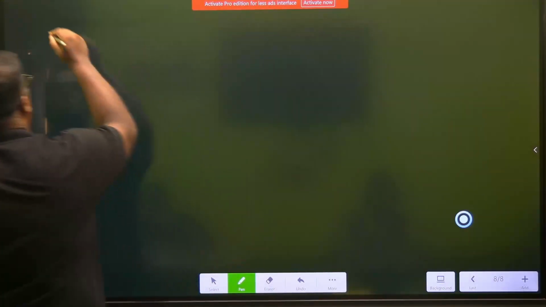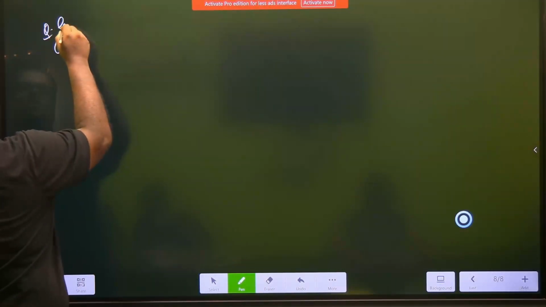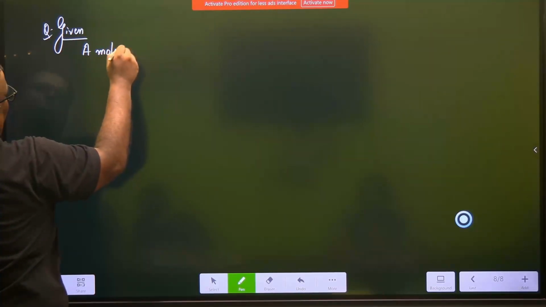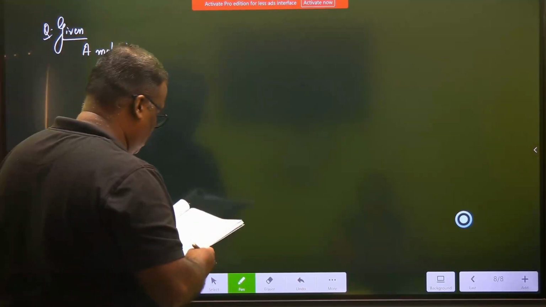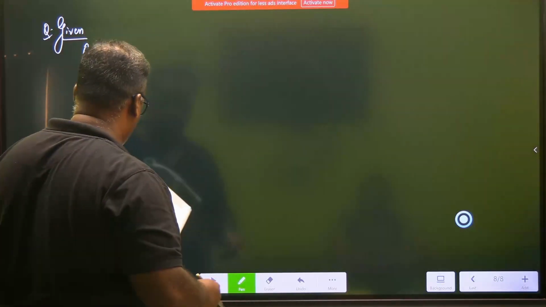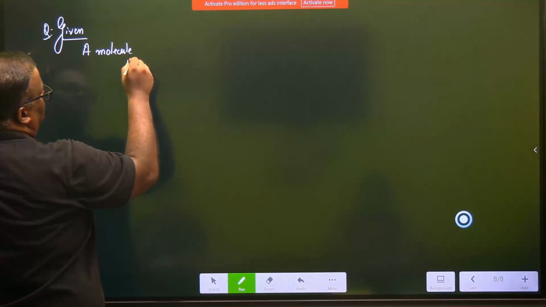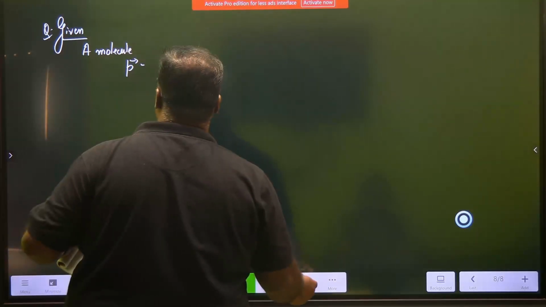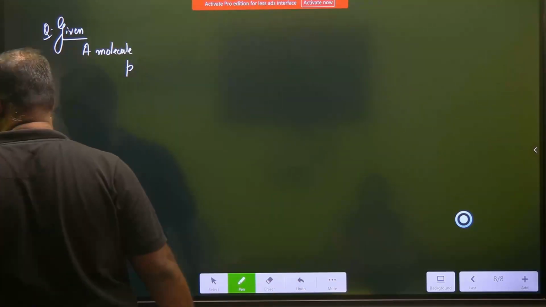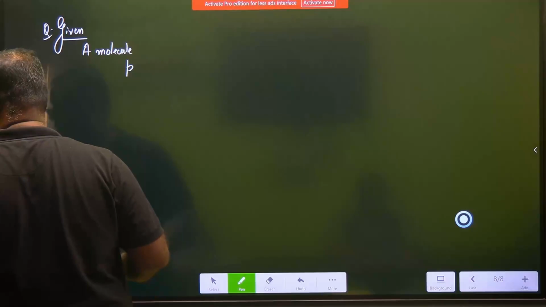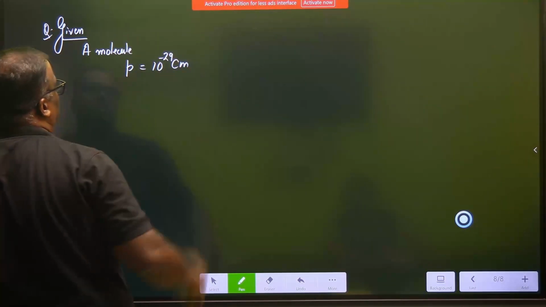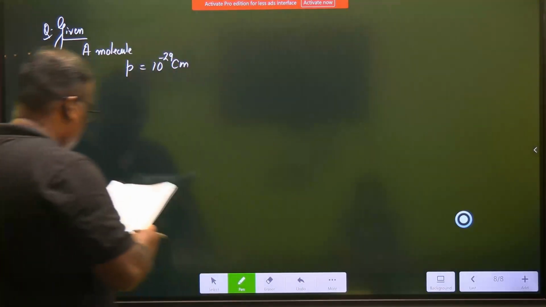It says a molecule of a substance. You have a molecule, a molecule of some substance, we don't know. A molecule has a permanent dipole moment. That means the dipole moment of this is given as, and I'll not use the vector sign because this is just the scalar measurement, the dipole moment is 10 to the power minus 29 coulomb meter. This is the dipole moment of the molecule.